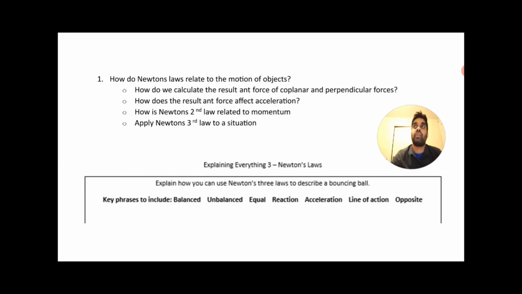Before they run off and do their independent learning task, I want them to do this explaining everything task over here, where they just explain everything they know about an area, just to activate that prior knowledge. So over here, it'd be Newton's 3 laws, and you describe a bouncing ball. So a bunch of key phrases and keywords to include in there. And when they do that, it will bring their knowledge to the front of their mind about Newton's laws before they start going through any slop, going through any exam questions, going through anything like that.